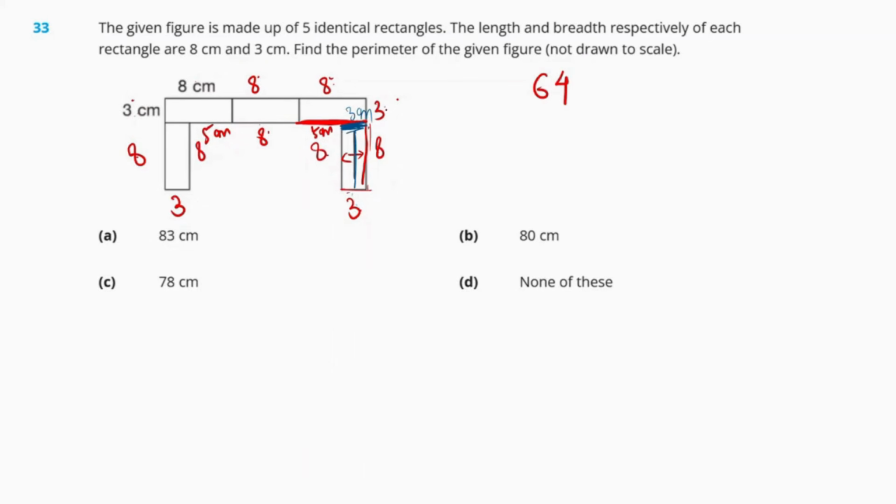So 3 plus 3 is 6, 6 plus 3 is 9 and 9 plus 3 is 12. Now finally there are two sides which are of 5 centimeter length. So that will be 5 plus 5 centimeter, that is 10 centimeter.